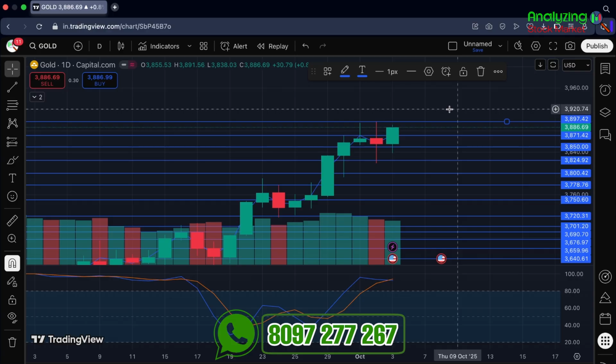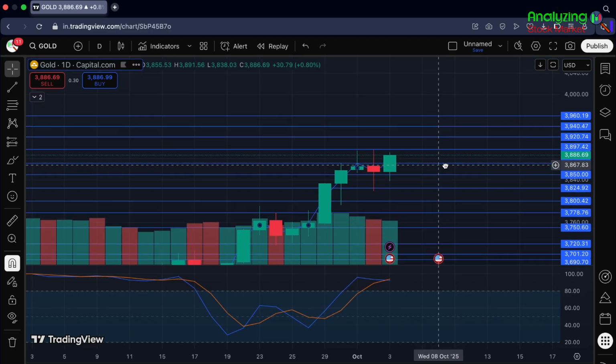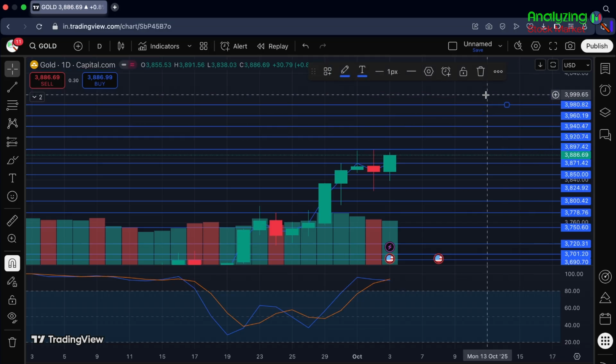So currently, here I'm marking some important support zones and resistance zones that will help you to take better stop loss and target levels. These will be the important support zones. Currently, gold is around its all-time high, so we need to mark some psychological numbers that will help you to take better stop loss and target levels. So here I have marked the important levels.